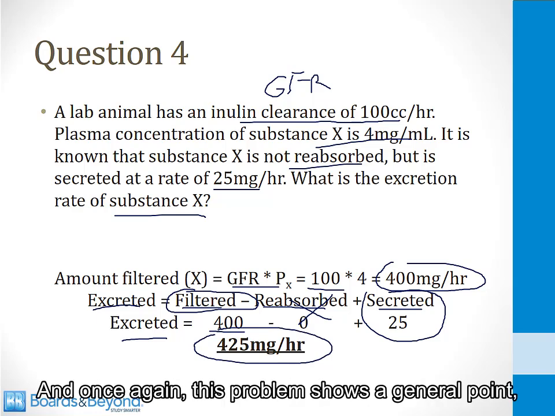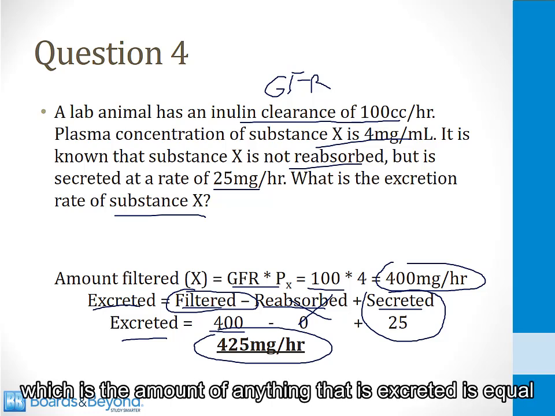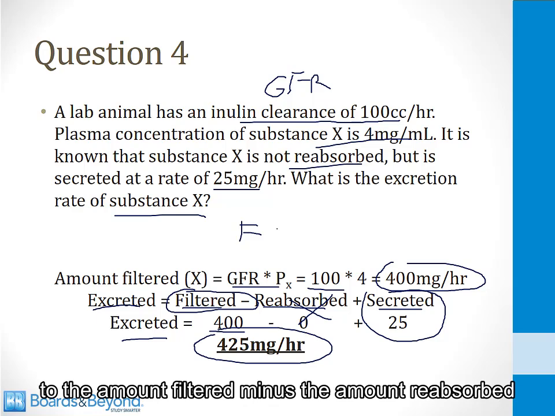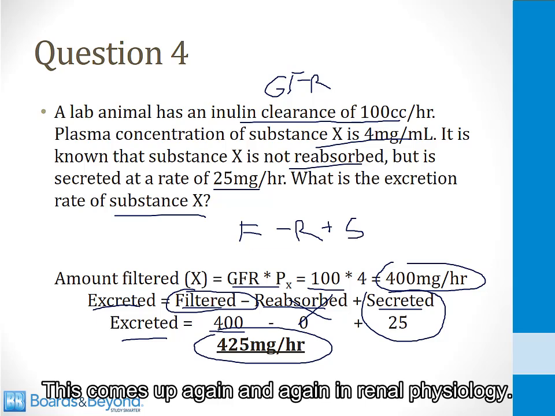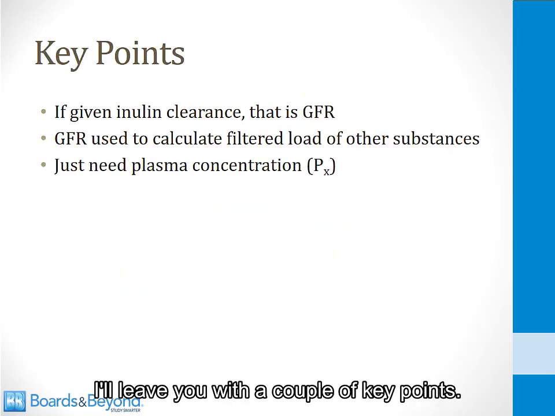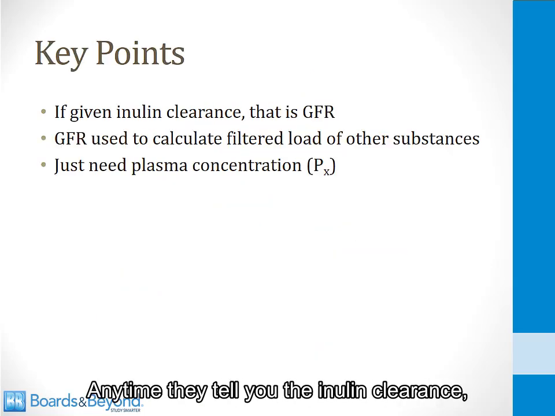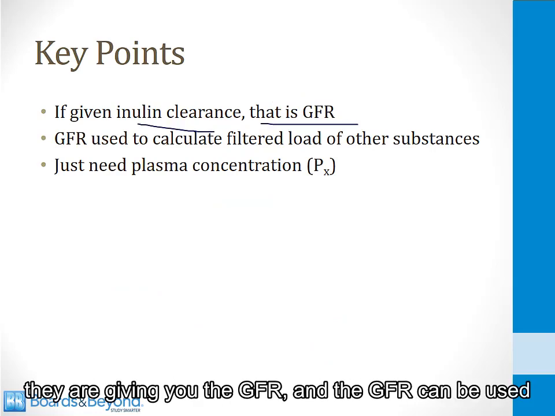Once again, this problem shows a general point, which is the amount of anything that is excreted is equal to the amount filtered minus the amount reabsorbed plus the amount secreted. This comes up again and again in renal physiology. I'll leave you with a couple of key points. Anytime they tell you the inulin clearance, they are giving you the GFR.